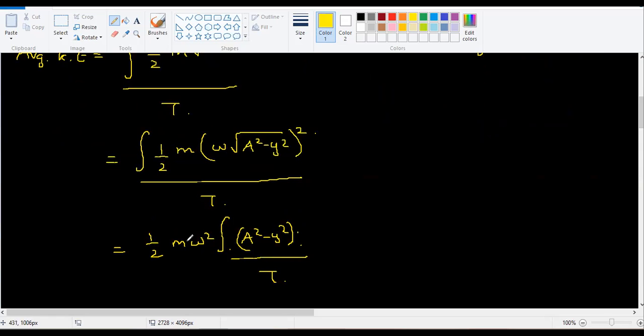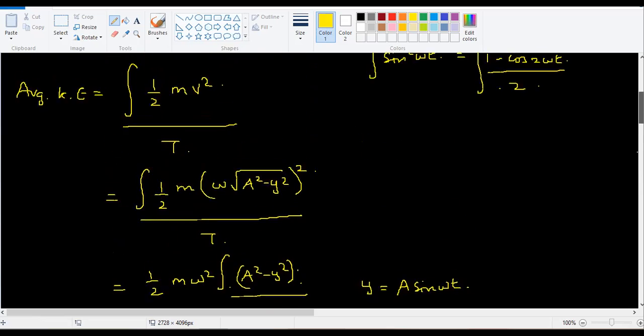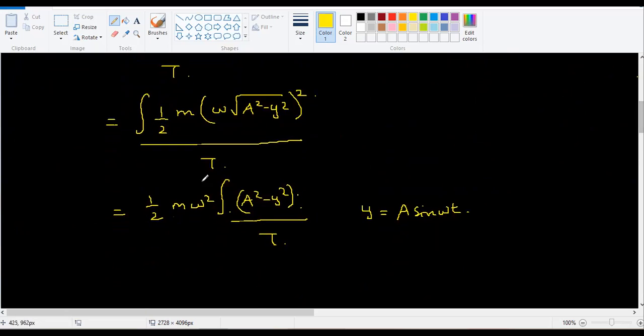So these m and omega squared are constants, so I'm keeping them outside. So the integral of a squared minus y squared. Again, this y can be replaced with a sine omega t. So again, I can take the a squared commonly out. So I will be getting something very similar to this one, half m omega squared a squared. And then 1 minus sine squared omega t will become cos squared omega t. So the integral of cos squared omega t divided by t will again become 1 by 2.